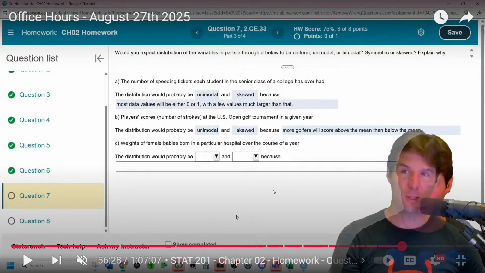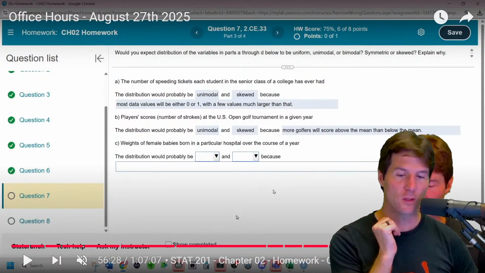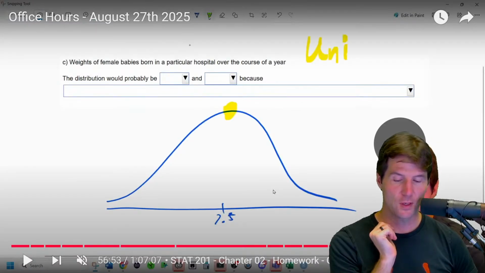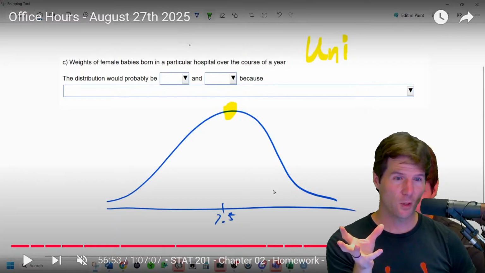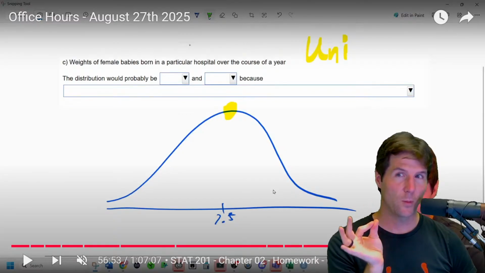So this is female babies and their weight. The average baby probably weighs about 7.5 pounds. And knowing that in mind right here with the average baby weighing about 7.5 pounds, then you could say that some babies are a little bit more and some babies are a little bit less. So tell me two things about this distribution. It is what, and what.